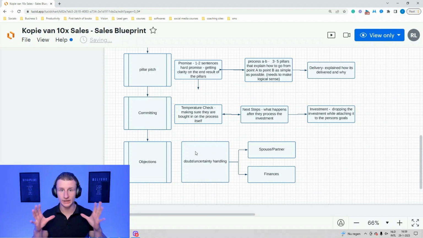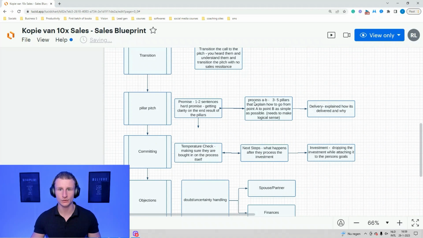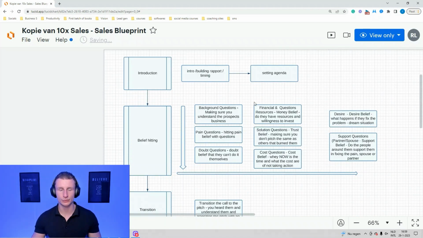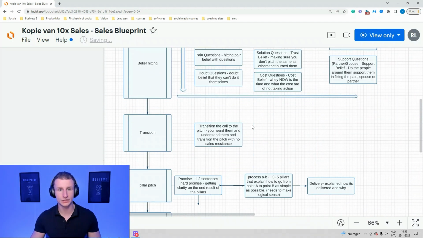And this is really crucial, because if you don't do this properly, you won't really convert at a high level. We really tested multiple frameworks. This is really the best one we've used so far and the best converting one. So I'd highly advise to use the same sort of framework.